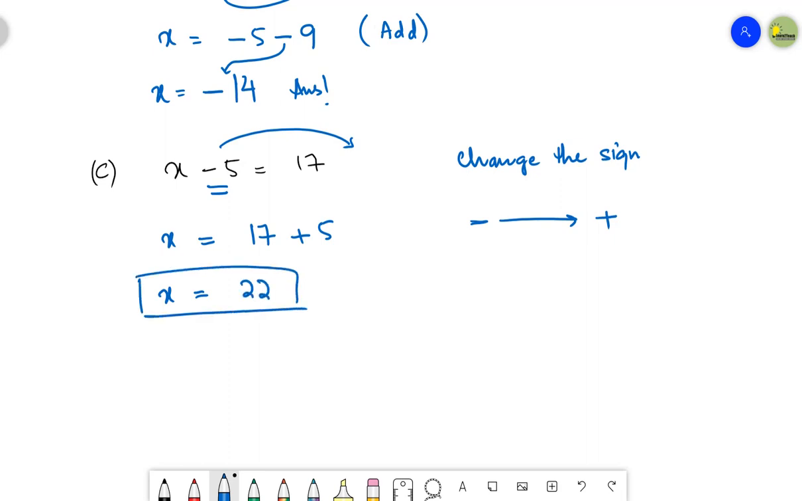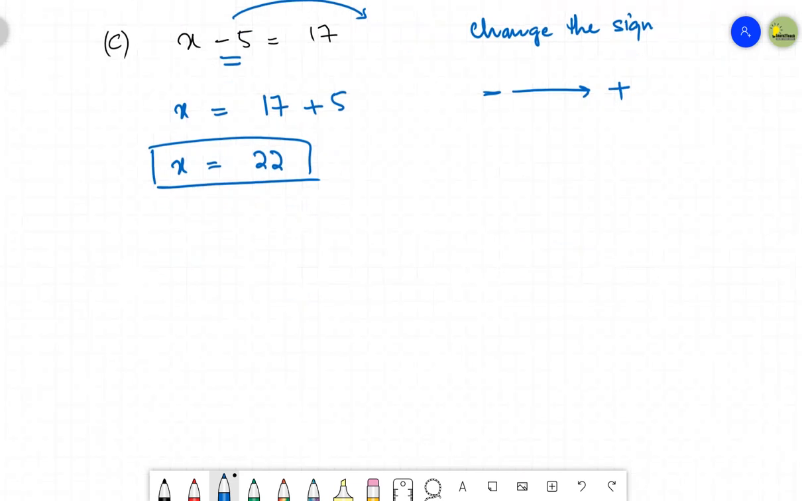This is the required answer. This is the value of x that you have calculated. Now let's do part B.